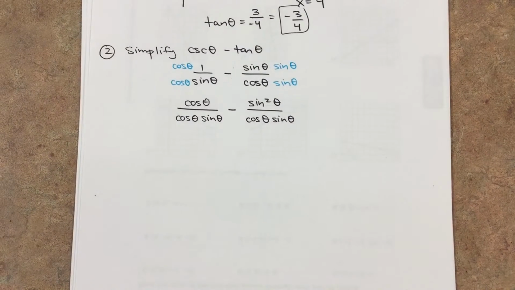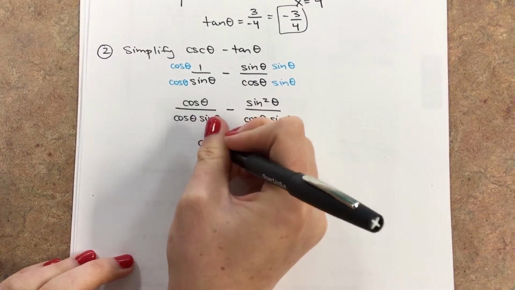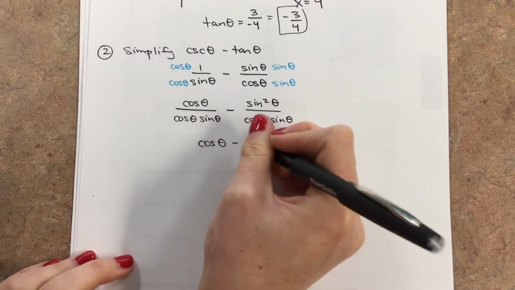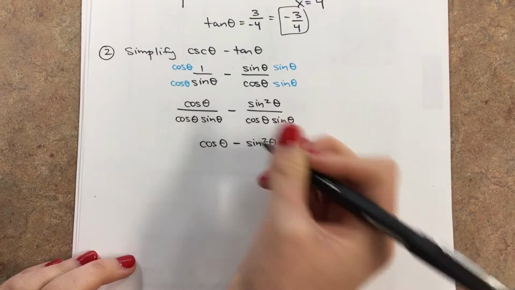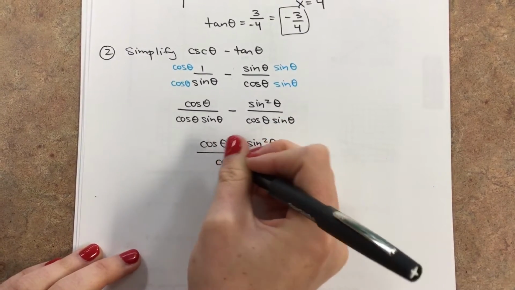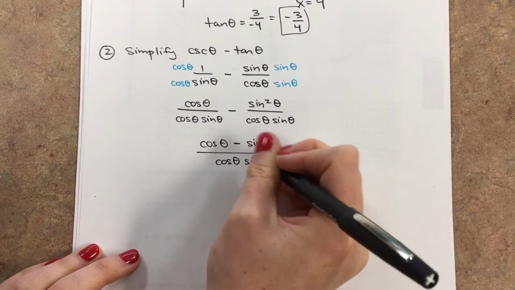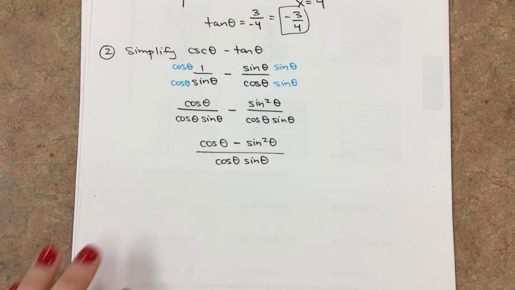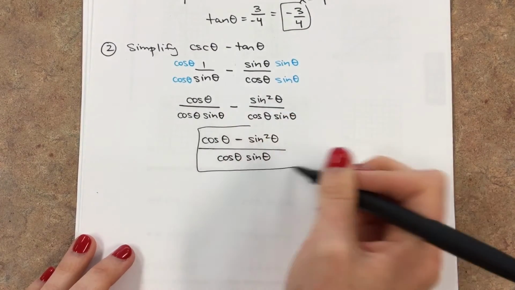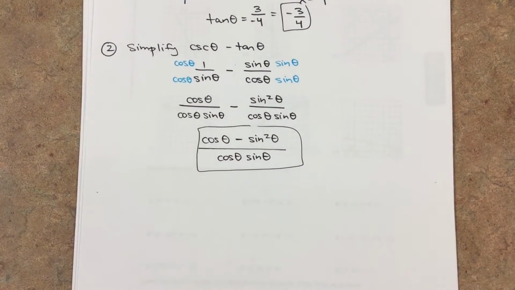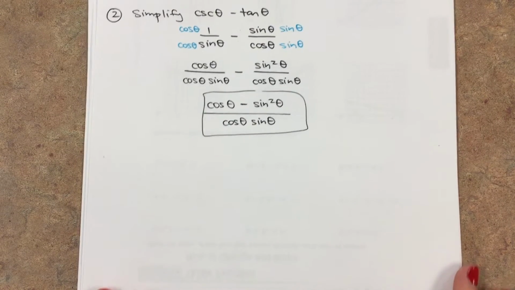So these ones, when we combine these up, we're going to have cosine and then minus sine squared, and then over a common denominator of cosine times sine. So a lot of these will end up getting simpler when you simplify them up. This one is just as far as you can take it if we're writing it in terms of sine or cosine. There's really no other properties that would simplify down or do anything with this. So that's an example of simplifying.